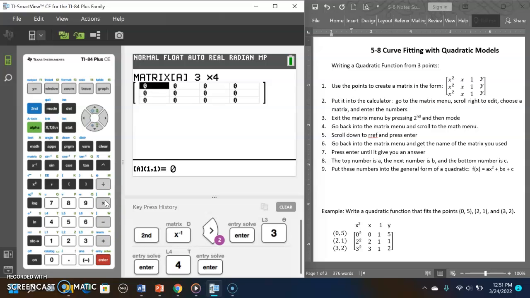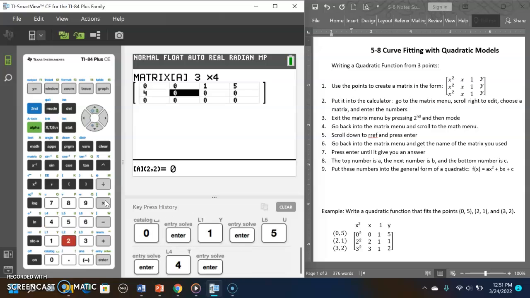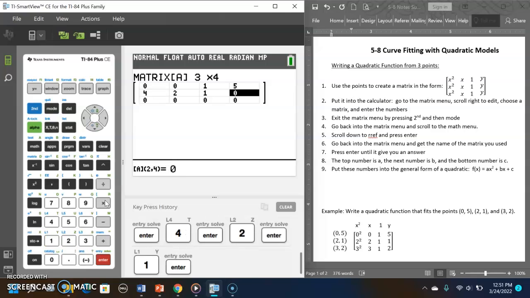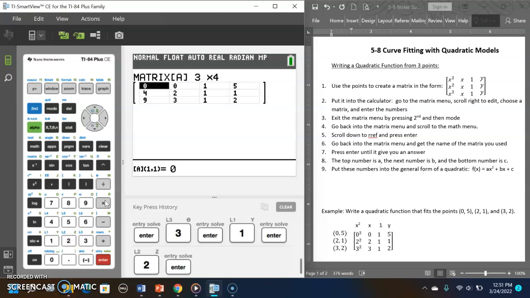And now I'm going to just type in the numbers as they appear in my matrix. 0 squared is 0. I have a 0. I have a 1. And I have a 5. 2 squared is 4. I have a 4, a 2, a 1, and a 1. And 3 squared is 9. I have a 9, a 3, a 1, and a 2.